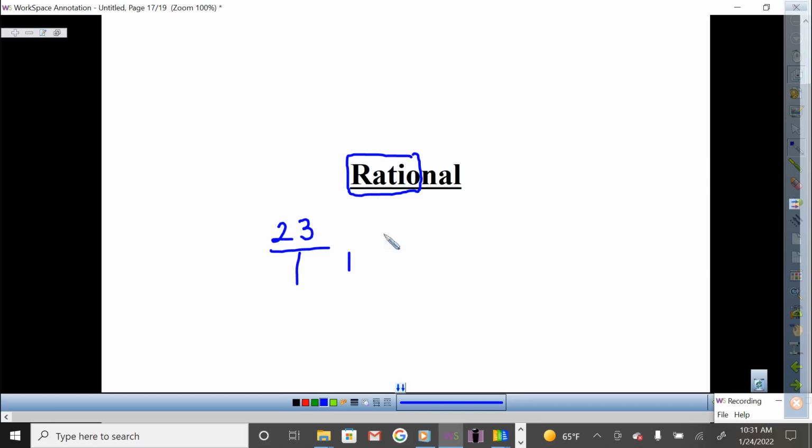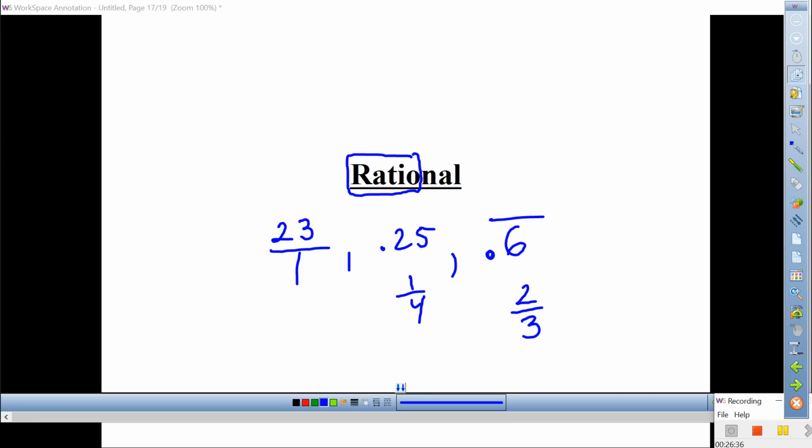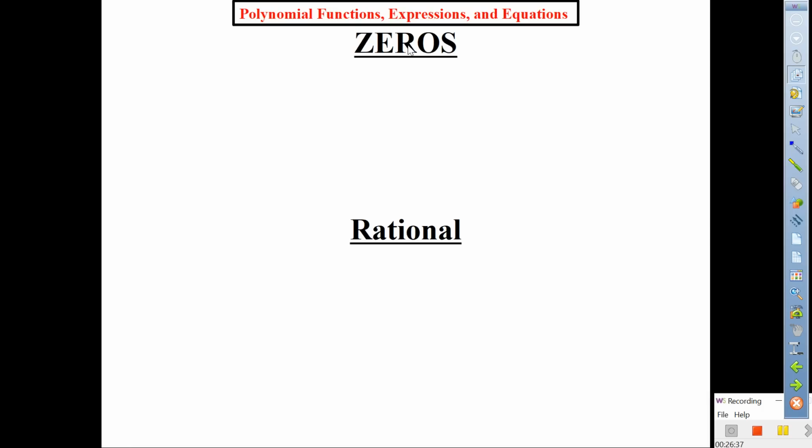How about 0.25? Can I write that as a fraction? Yes, 1/4. All right. How about 0.6 bar? Can I write that as a fraction? Yes, 2/3, and so on and so forth. Any number that can be written as a what? Fraction. So today we're going to be talking about rational zeros.